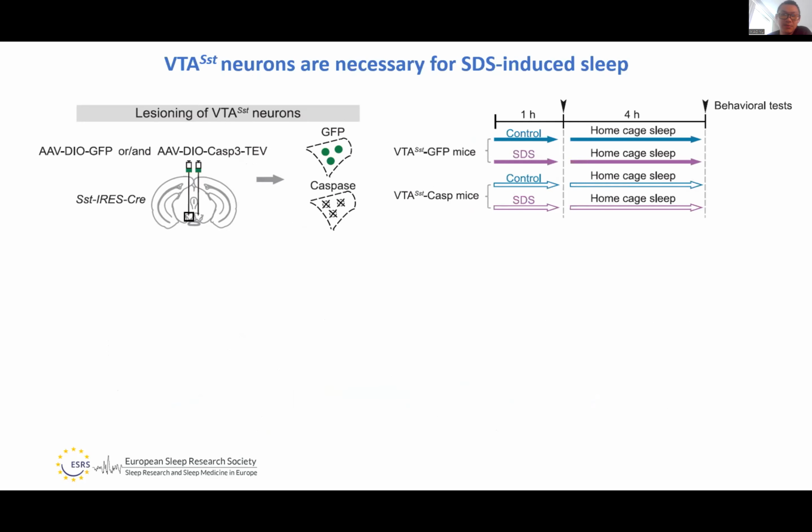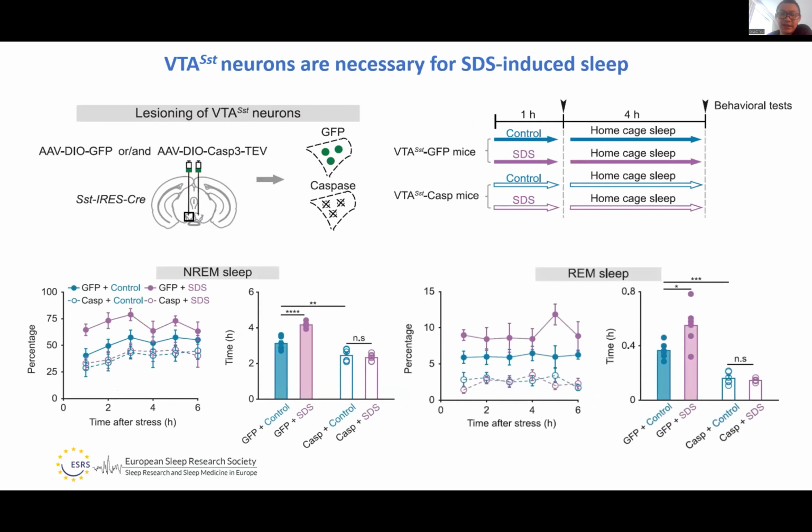We next examined directly whether SST neurons are necessary for stress-induced sleep. So we used a genetic ablation approach to specifically deplete VTA SST neurons. And we found ablation of VTA-SST neurons decreased baseline sleep. But when caspase-treated mice were challenged with social defeat stress, the stress-induced non-REM sleep and REM sleep were abolished, suggesting these cells are necessary for stress-induced sleep.